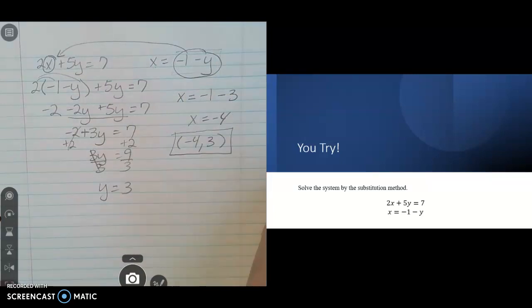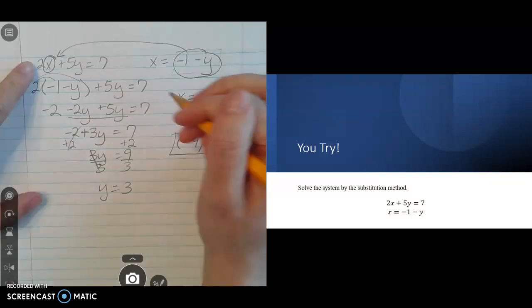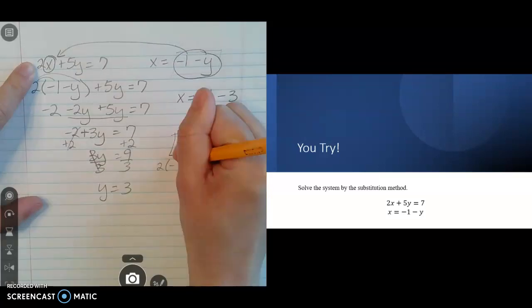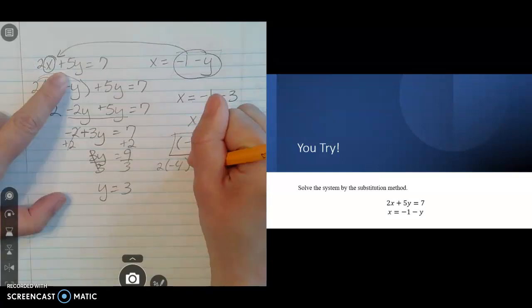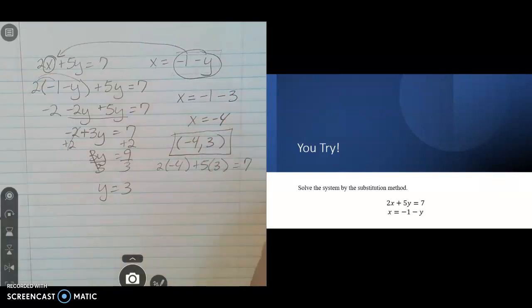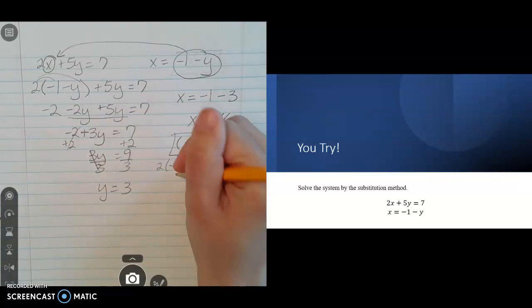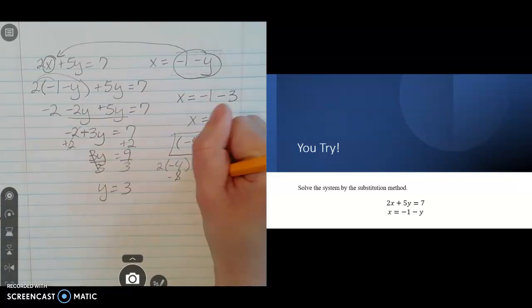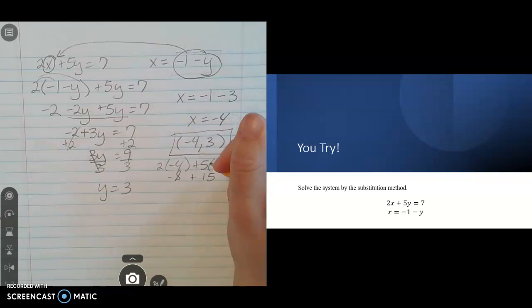If you ever want to check these, you can always substitute them back in and make sure that they work. For that first equation, you can do 2 times our x value of negative 4, plus 5 times our y value, which is 3, and double check that it actually equals 7 like it's supposed to. 2 times negative 4 is negative 8. 5 times 3 is 15, and negative 8 plus 15 is 7, so that checks out.